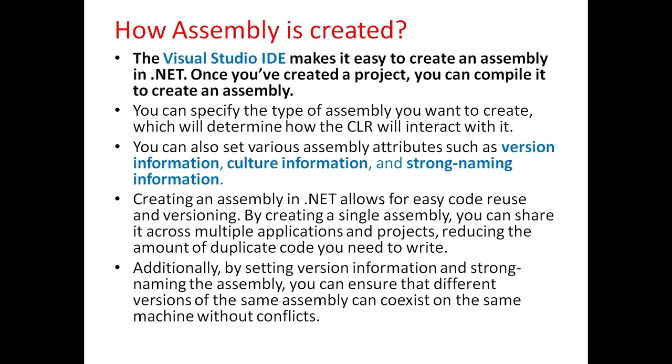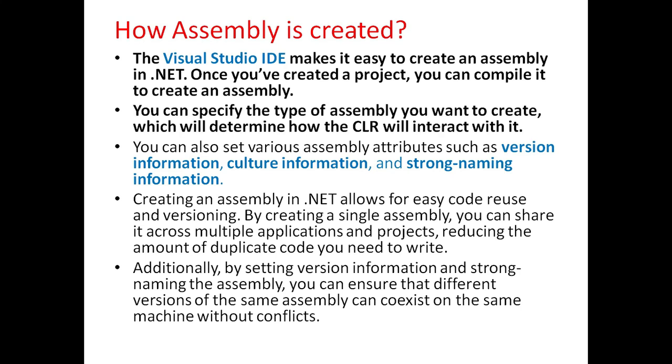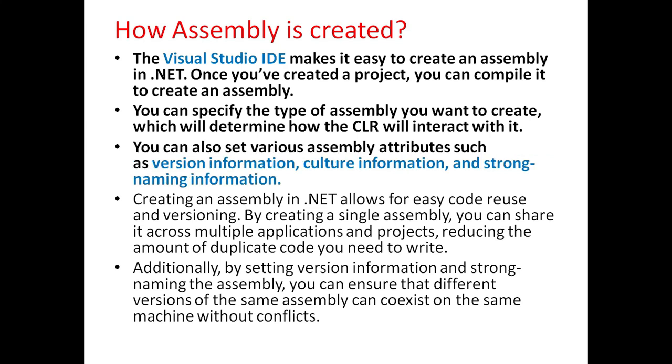The Visual Studio IDE makes it easy to create an assembly in .NET. Once you have created a project, you can compile it to create an assembly. You can specify the type of assembly that you want to create, which will determine how the CLR will interact with it. You can also set various assembly attributes such as version information, culture information, and strong naming information.